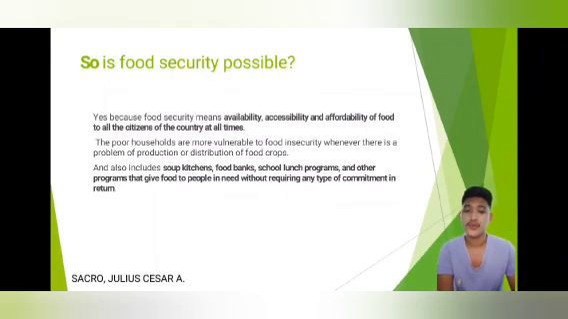Is food security possible? Yes, because food security means availability, accessibility, and affordability of food to all citizens of the country at all times. The poor households are more vulnerable to food insecurity whenever there is a problem of production or distribution of food crops, and it also includes soup kitchens, food banks, school lunch programs, and other programs that give food to people in need without requiring any type of commitment in return.